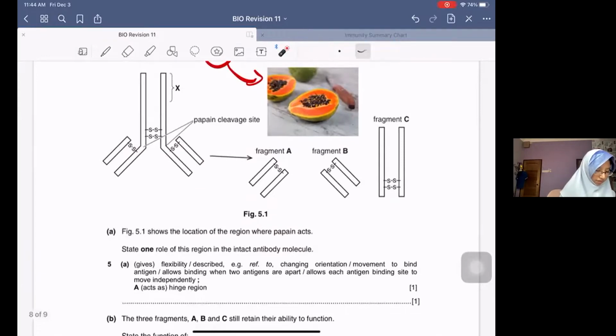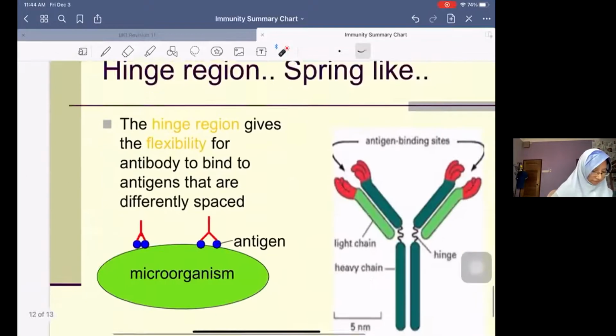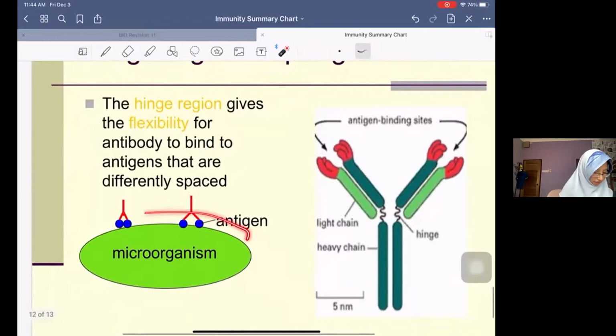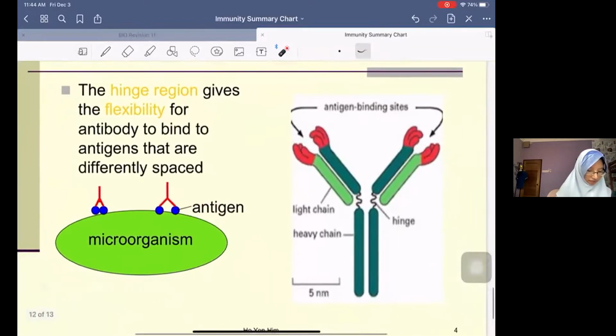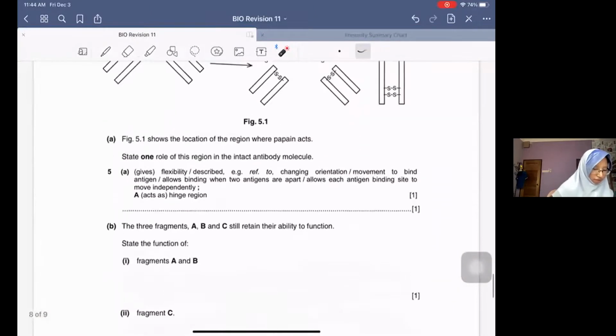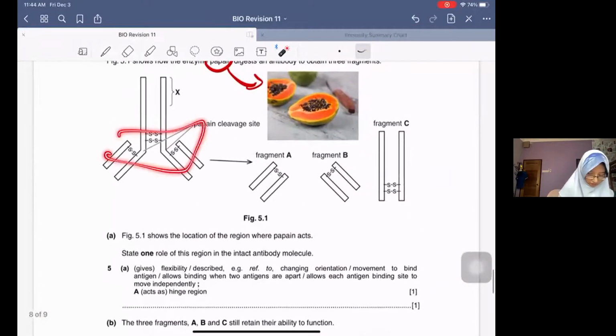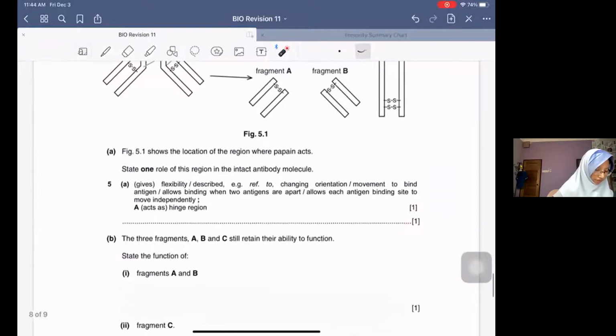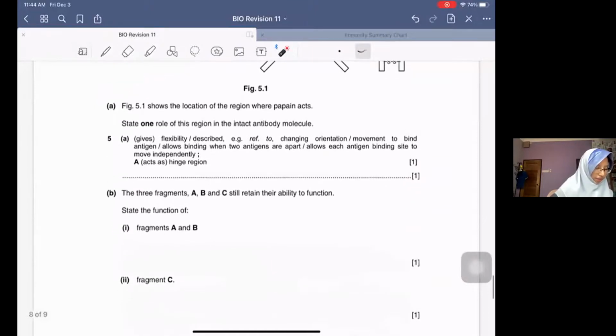Why is that a hinge region? So that it's very flexible. It's flexible, so you can bind to differently spaced antigens. That's the function of this region, only 1 mark, so that one is also enough. You can go through the other mark scheme if you want.